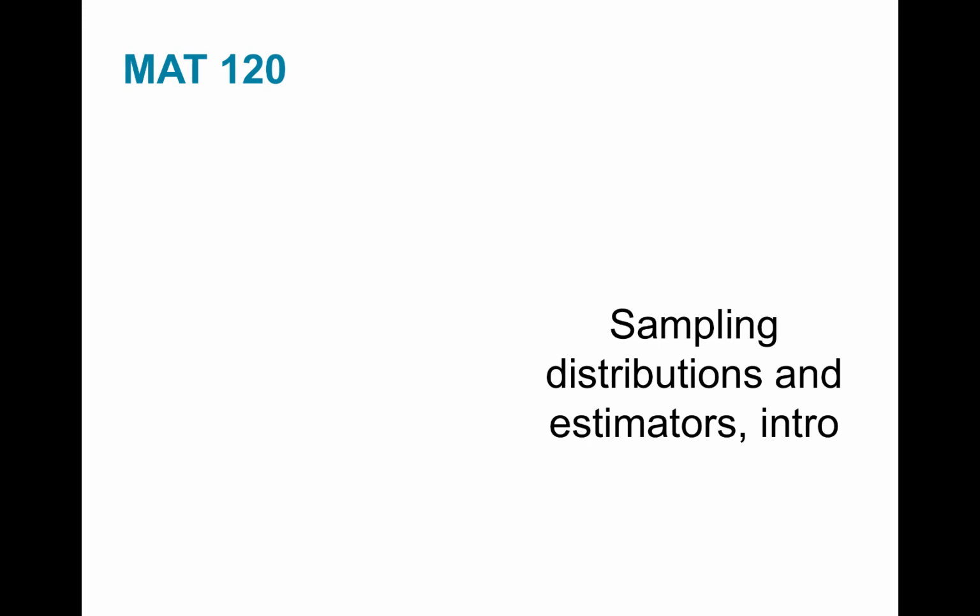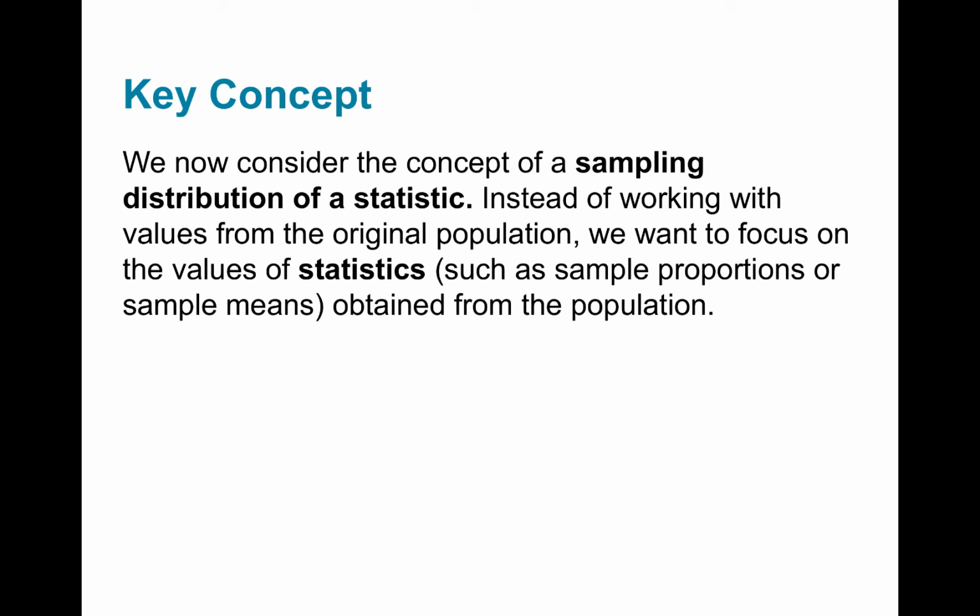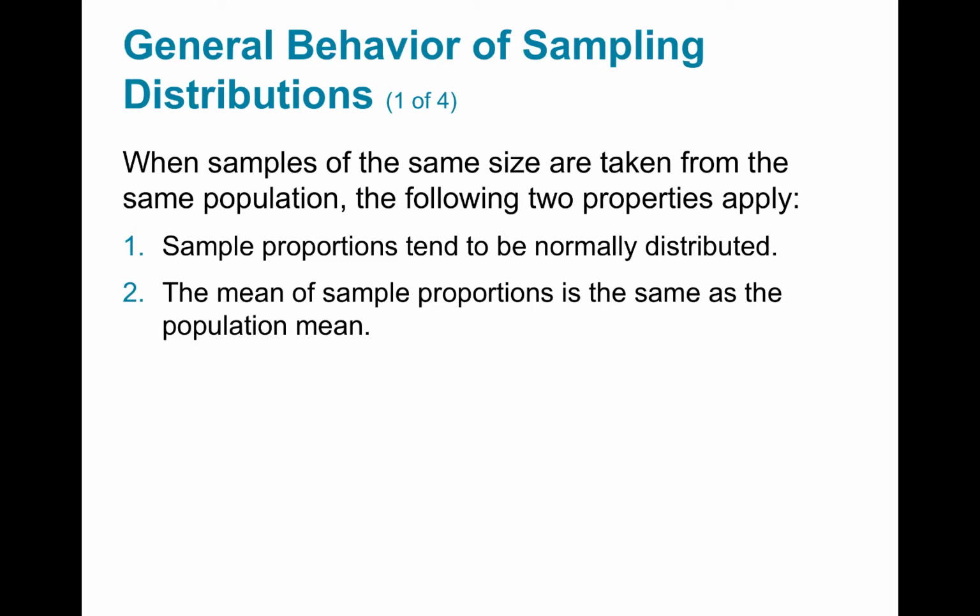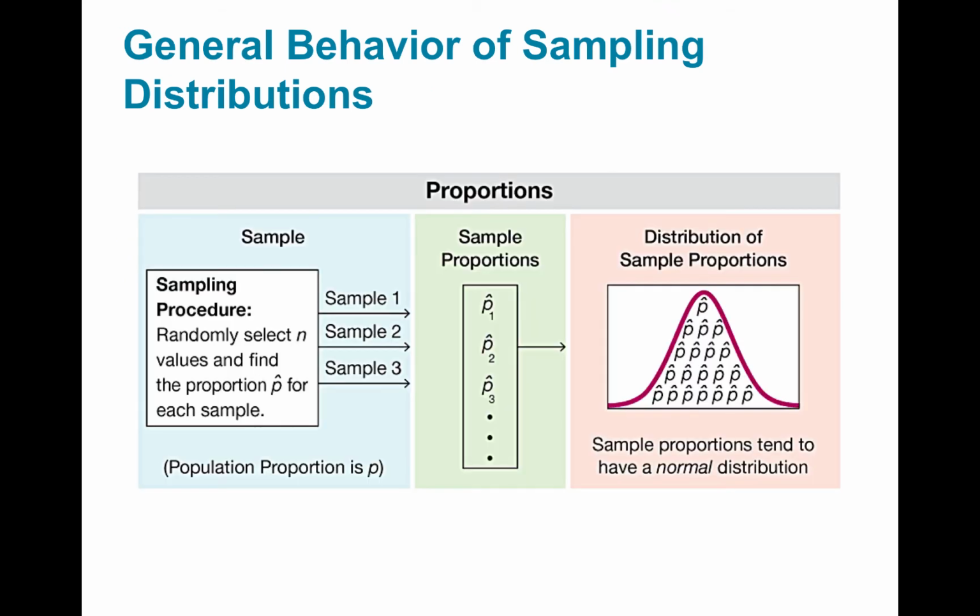In this video, we'll introduce sampling distributions and estimators. Key idea is that we're going to be working with statistics rather than values from the original population. We'll deal with statistics computed from samples. So the general idea is that sample proportions and means, and other statistics as well, tend to be normally distributed, and the mean is going to be the same as the population mean.